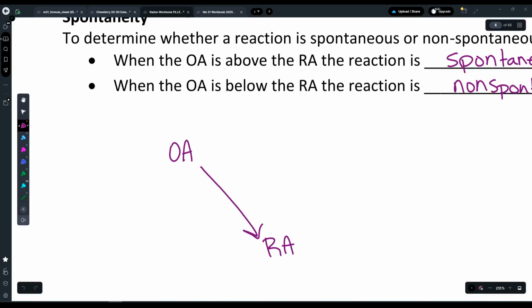Okay, so if your OA is above your RA, you can kind of remember the spontaneity rule by thinking of a ball rolling downhill. You don't have to push that ball in order to get it to roll downhill. You just have to let it go and it'll roll downhill. Okay? So this is spontaneous.